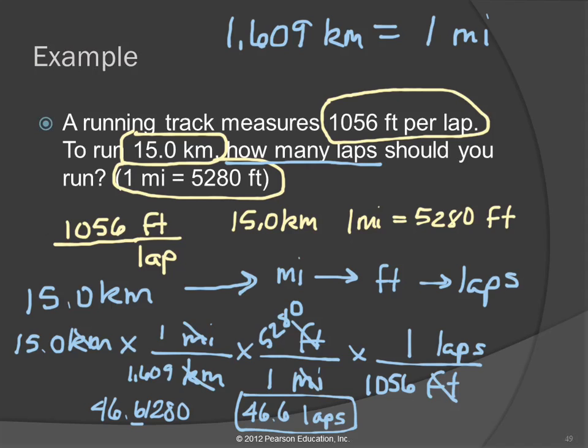So what did you do? I did 15 times 1, divide by 1.609, times 5280, divide by 1, times 1, divide by 1056, equals. That will work every time. Now you may say, well, you don't need to multiply and divide by 1. No, you don't. Feel free to skip that. But some people are like, no, I need to follow the path. It's good. It's all good. If you want to multiply and divide by 1, absolutely.